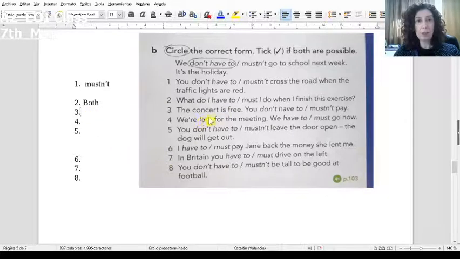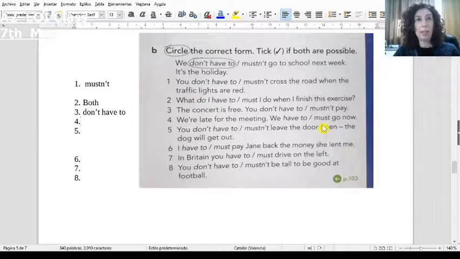Number 3. The concert is free. Prohibition, mustn't, prohibido pagar, o no need, no hay necesidad, no hay obligación de pagar. Very good. No need, don't have to pay. No hay una policía multándote, no está prohibido. Don't have to, no necessary. Cuando penséis que no es necesario, es don't have to. 4. We are late for the meeting. Arribem tard. We have to go now or we must go now.